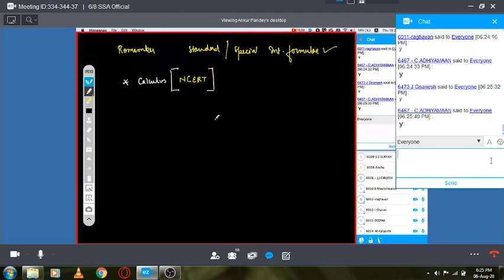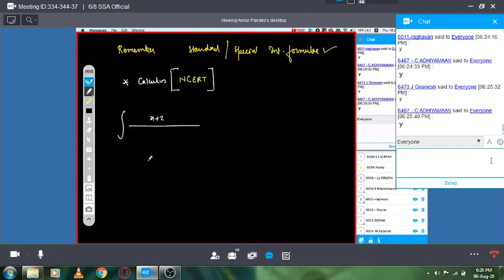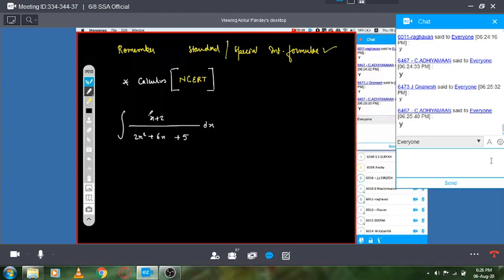Now again, same line, in partial fractions also there are formats. You will have to remember them and apply them and solve them. Like I am getting a simple question: integration of x plus 2 upon 2x square plus 6x plus 5. So what will you do? You see that the numerator and denominator differ in the format of a partial fraction, and you can easily express that in the form of a partial fraction.